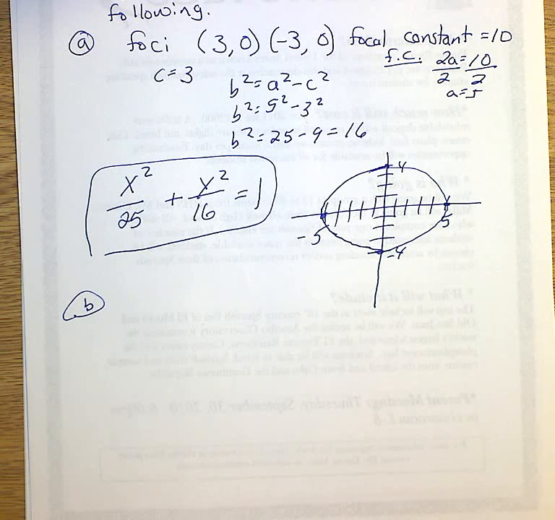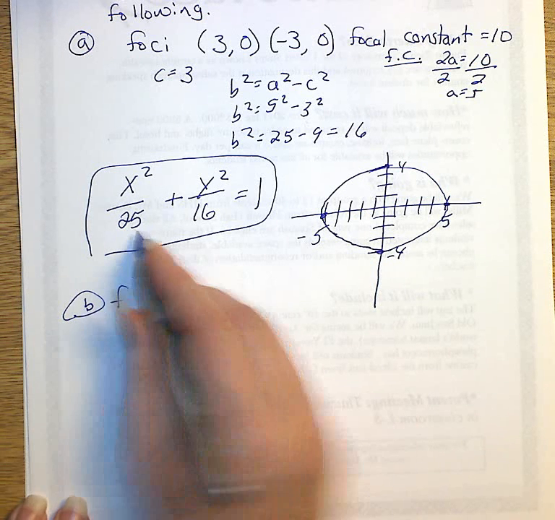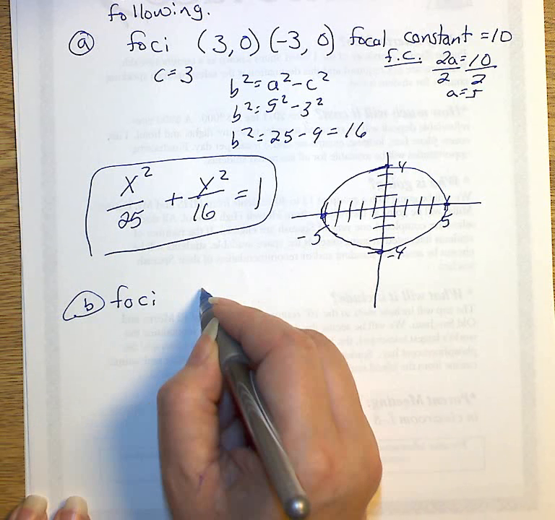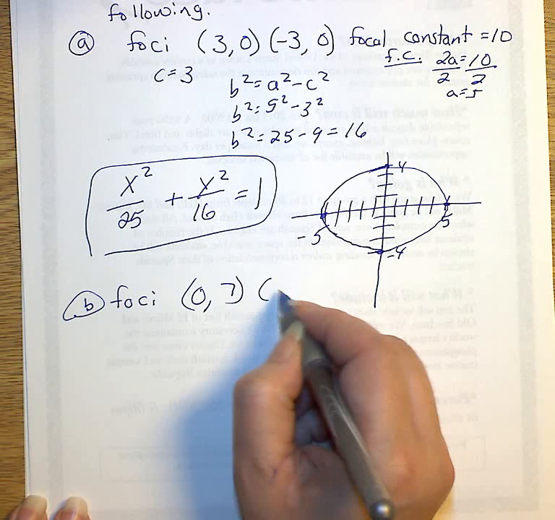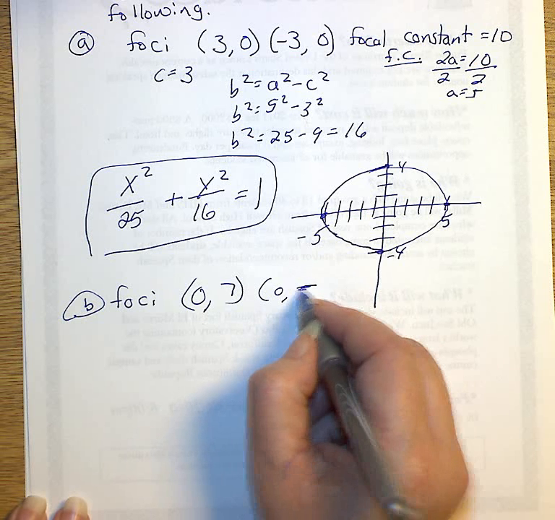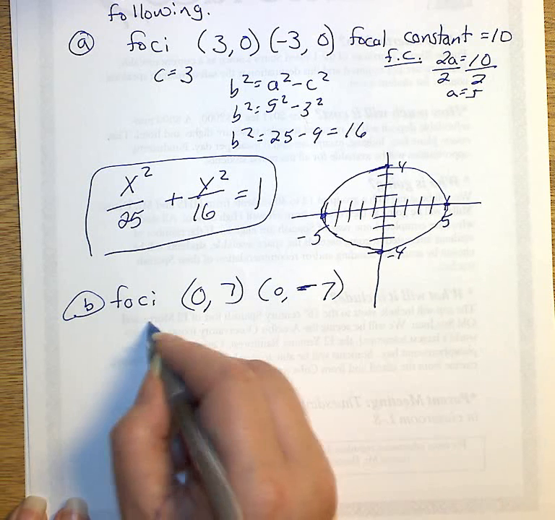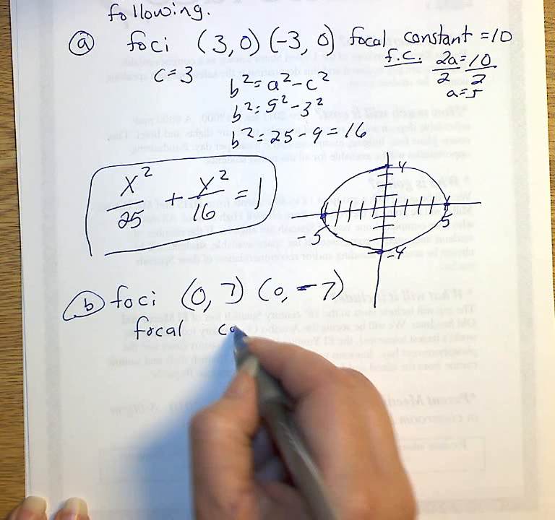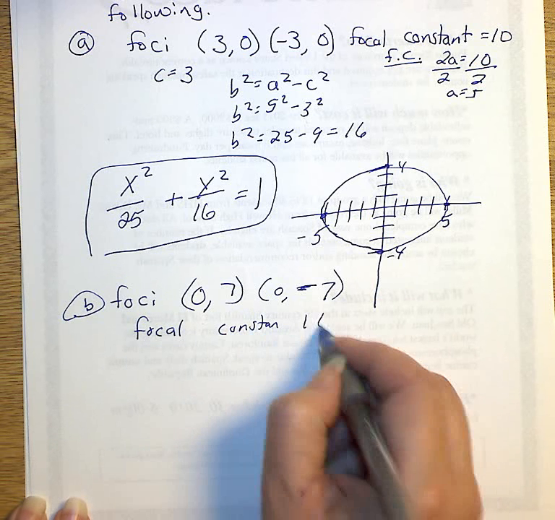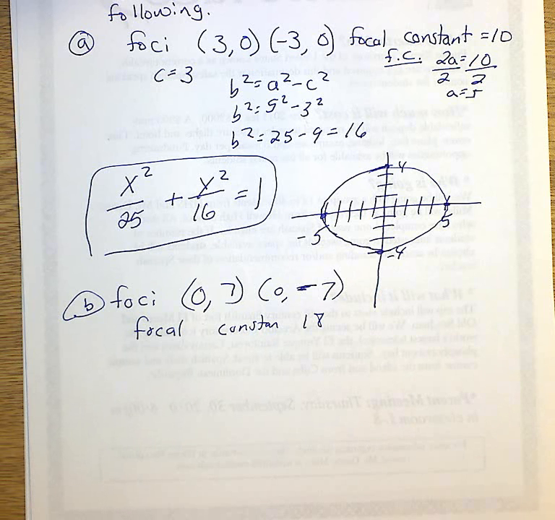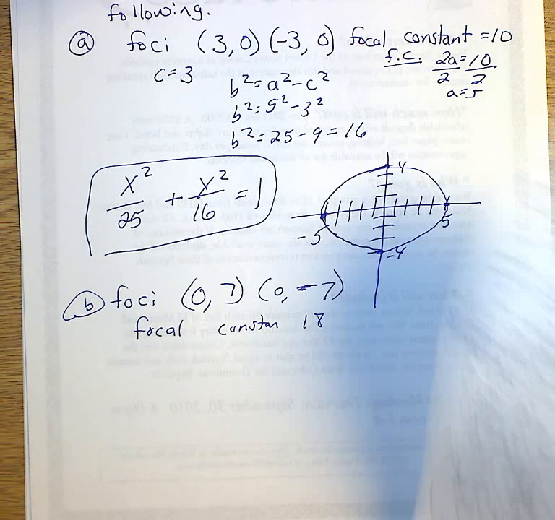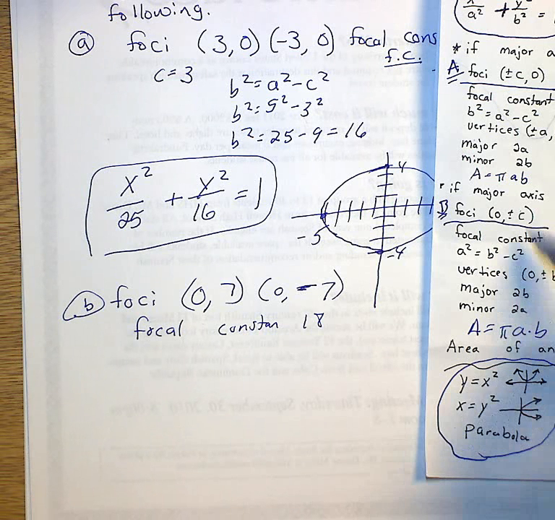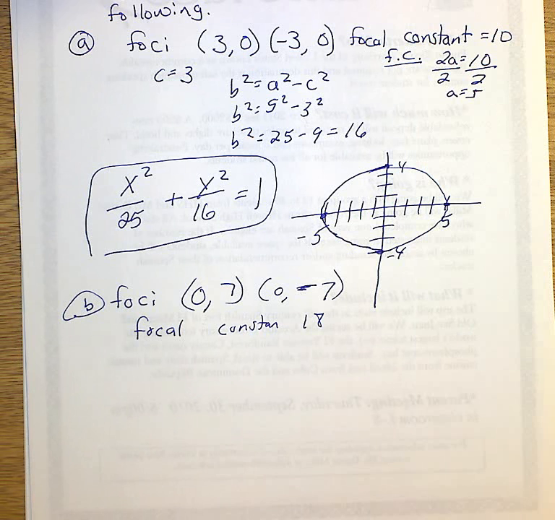Now I want you to try to find the formula with foci of 0, 7 and 0, -7, and a focal constant of 18. On this one, what's the bigger axis? The y-axis. So make sure you're using the formulas that go with the y-axis.